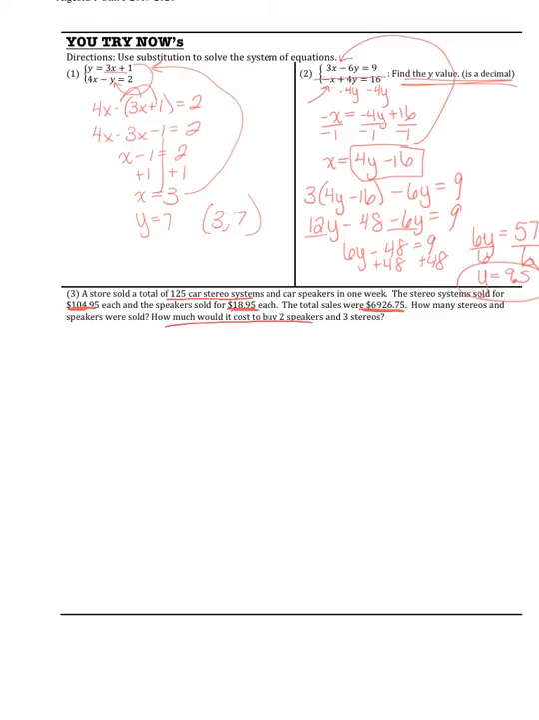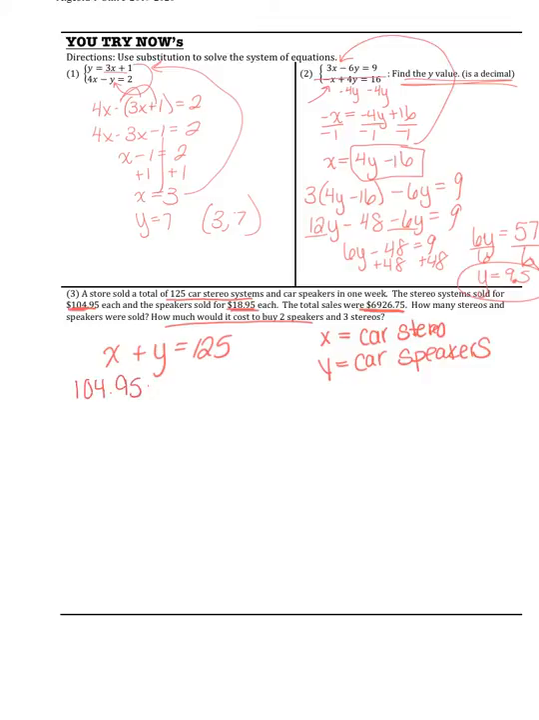Okay, so first of all, let's define our variables. So we'll say X is car stereos, and Y will be the car speakers. I just spelled stereo wrong, sorry. Speakers. So it said all together, they sold 125 pieces, right, or units. Then it goes on to tell me how much they cost. So $104.95 for the stereos plus $18.95 for the speakers is equal to $6,926.75. So there's my system.